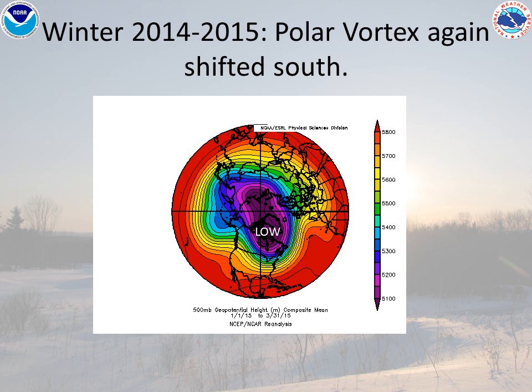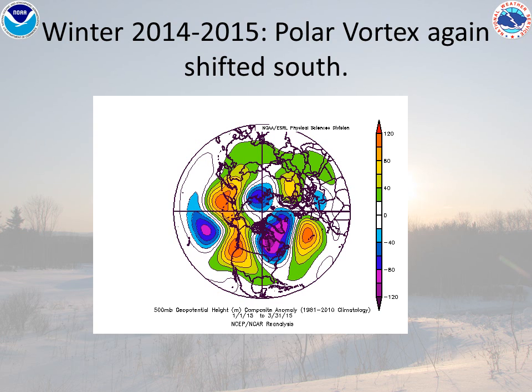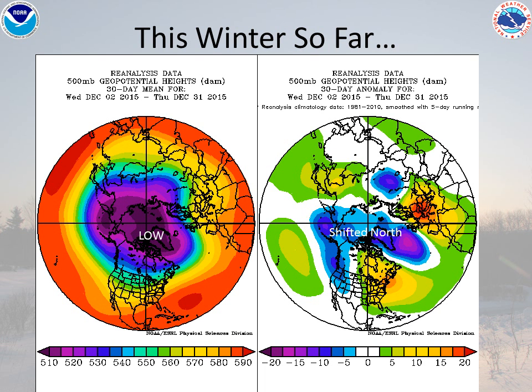And then this winter, same thing. The polar vortex shifted further south than what it normally is. And you can see we had a cold winter again last year. So that's what happened the last two winters. So what about this winter, or the lack of winter that we've seen this year?